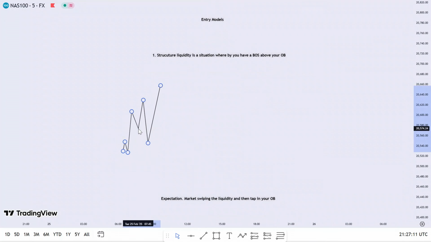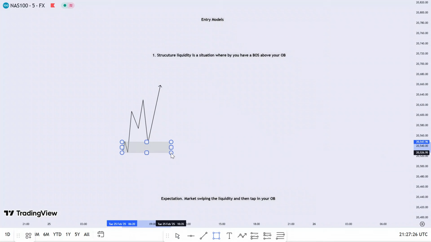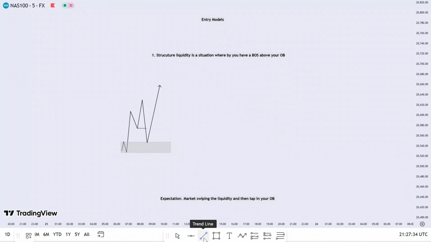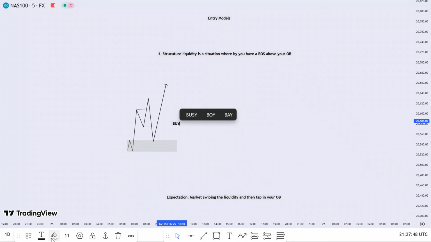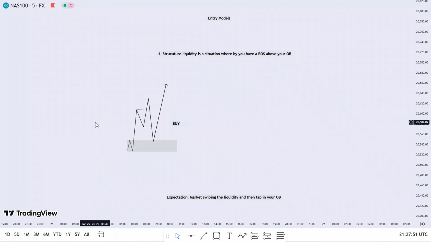Now your expectation for the case of structural liquidity is for the market to sweep the liquidity and then tap into your available order block. So this is your order block here. You have your liquidity here, which is this low. Then you have your break of structure. All right. So this scenario is in the case of you buying the market. So this is a buy scenario.